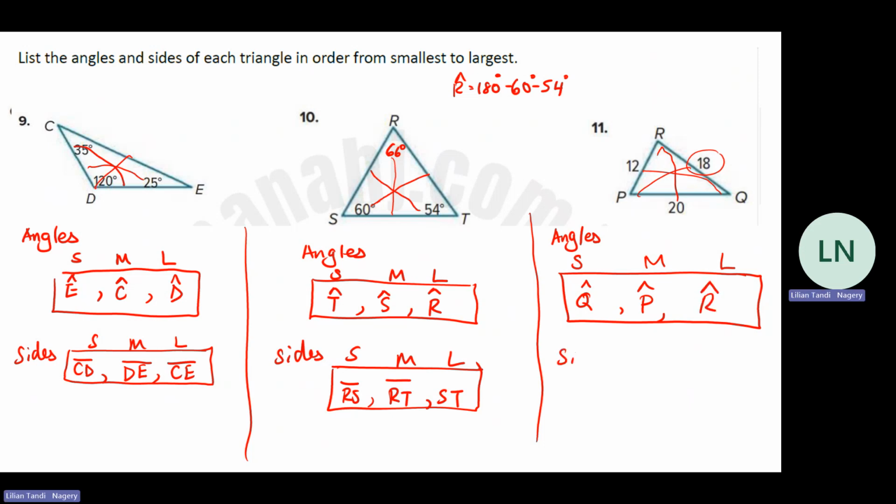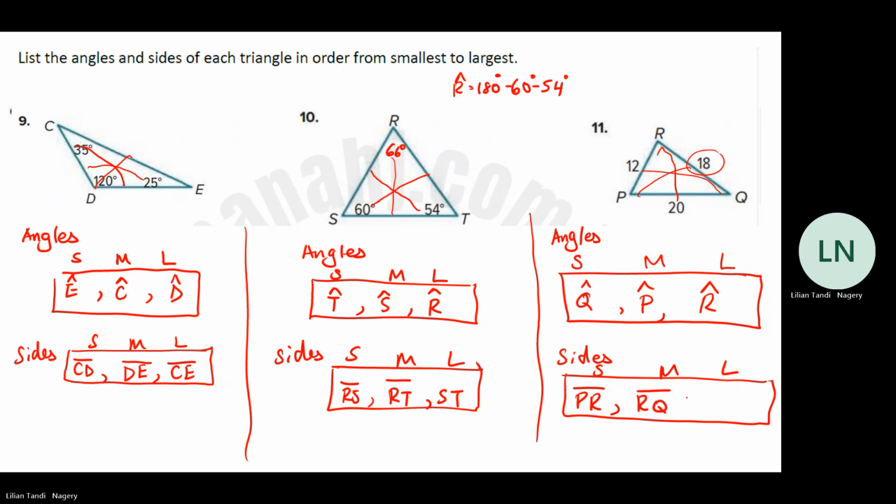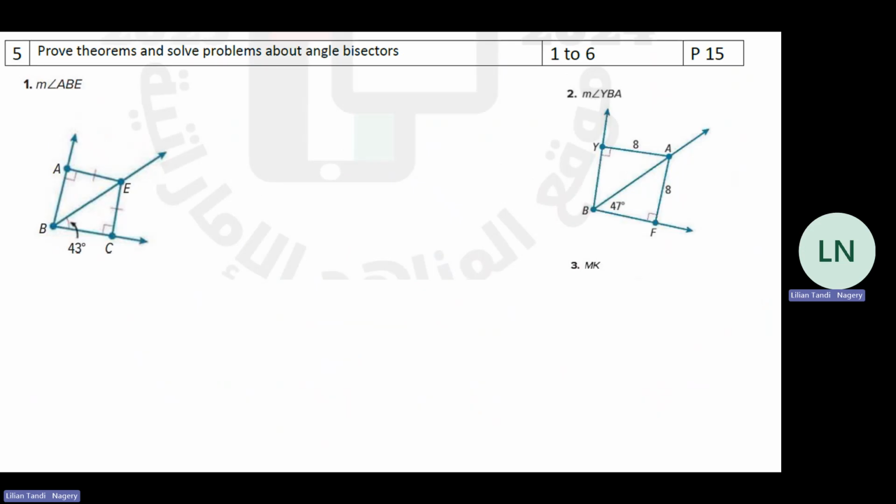Okay, then let's arrange the sides. So we will use the values of the sides to arrange them. So the smallest side is PR because 12 is the smallest number. Then RQ because 18 follows that. And then PQ. Something like that. Yes. Okay. All right, let's move on.